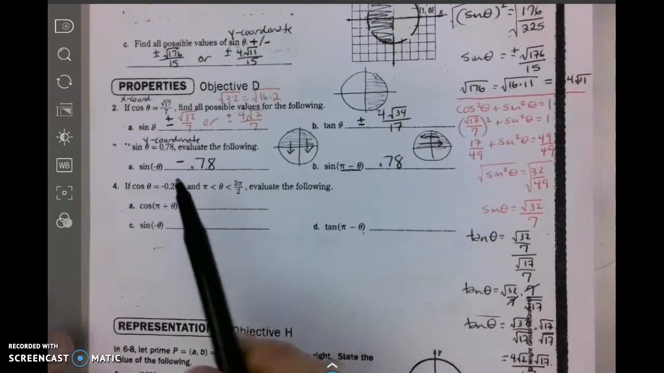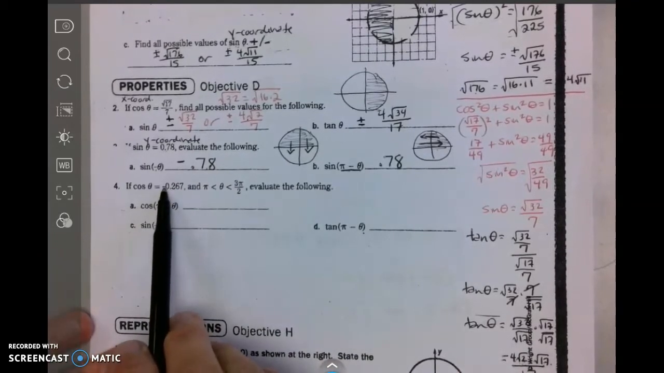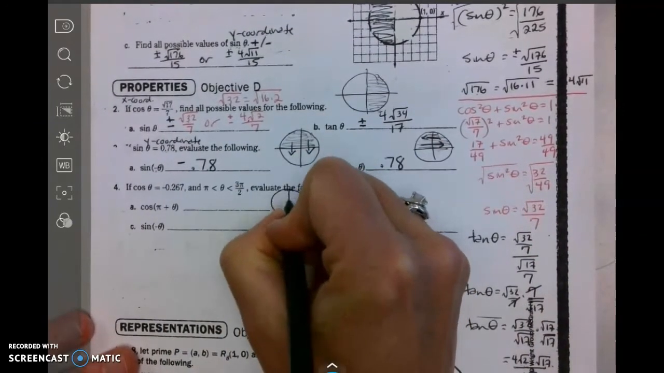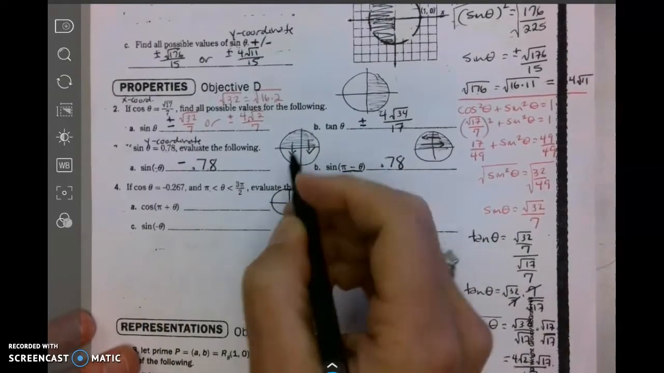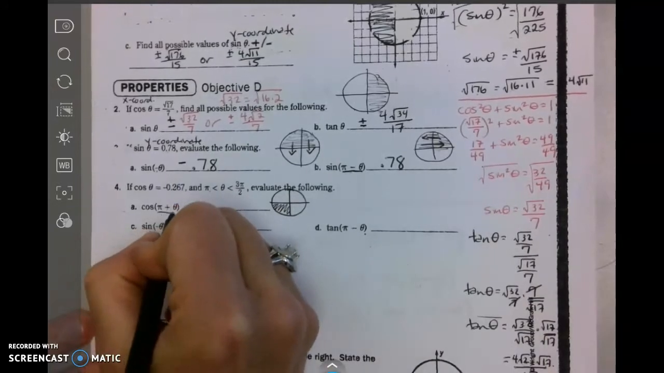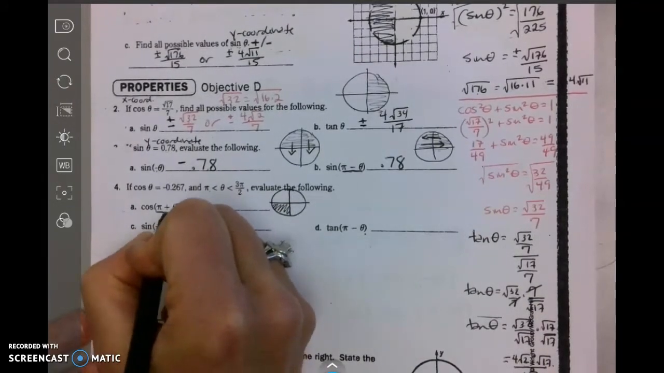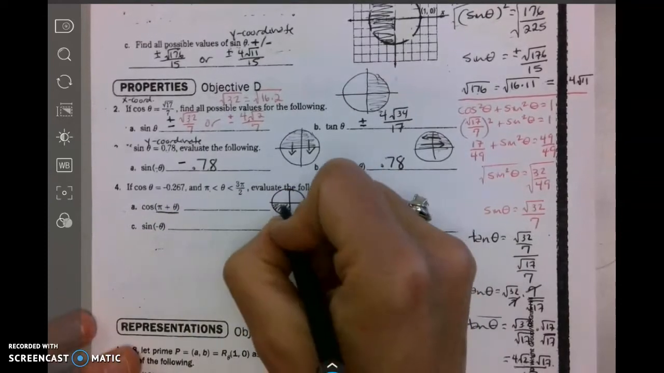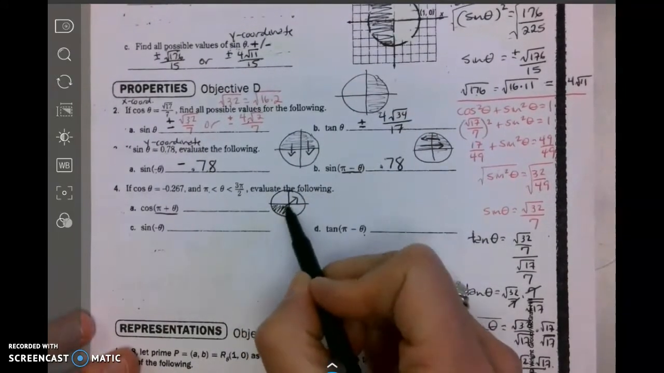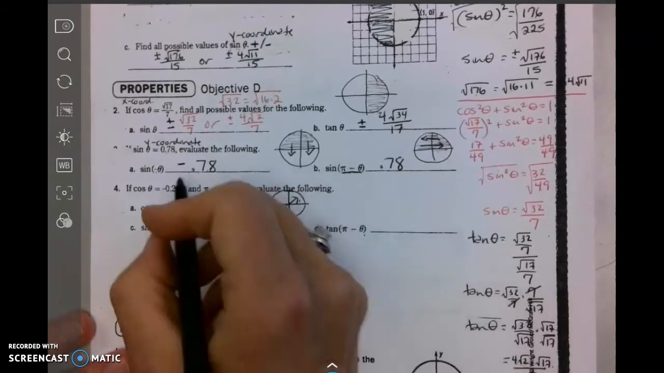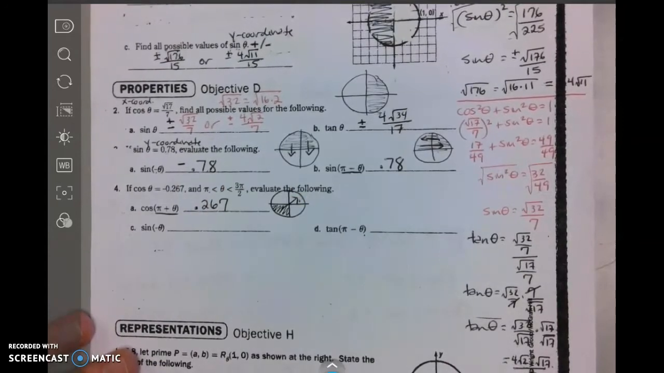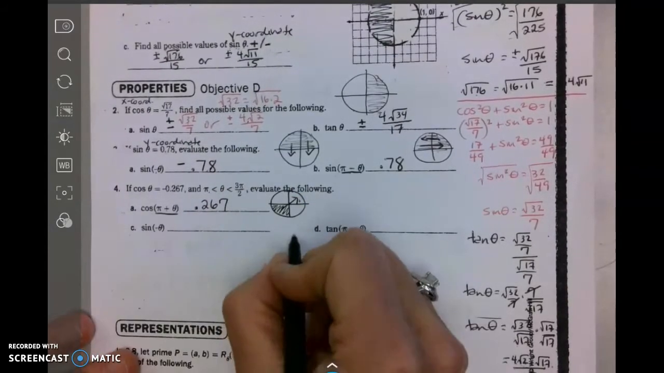All right, let's go to number 4. This tells me what the cosine is. It's negative, and it tells me which quadrant it's in. It's only in one quadrant then. This is saying from pi to 3 pi over 2, which is this quadrant right here. That's where I'm going to go. This right here is where we're adding 180, so we're moving halfway across the circle, which is diagonal. I'm moving to here. Well, my cosine is negative here. In this quadrant, my cosine is positive, so it's positive 0.267.